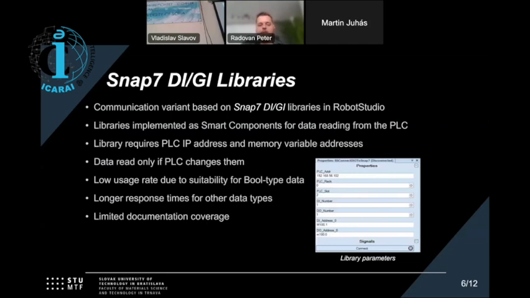Our second solution is Snap7 libraries. This is a communication variant based on the Snap7 libraries in Robot Studio. These libraries are implemented as a smart component and require the PLC IP address and memory variable address for access. The data is read only if the PLC changes them. A disadvantage of this solution is low usage rate due to suitability only for bool type data, and longer response time for the other data types.